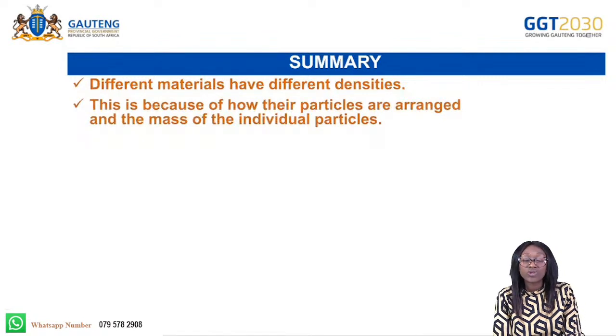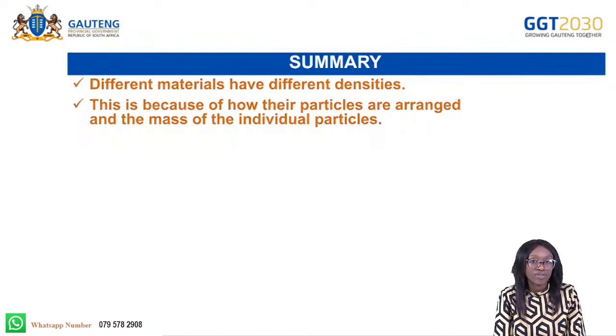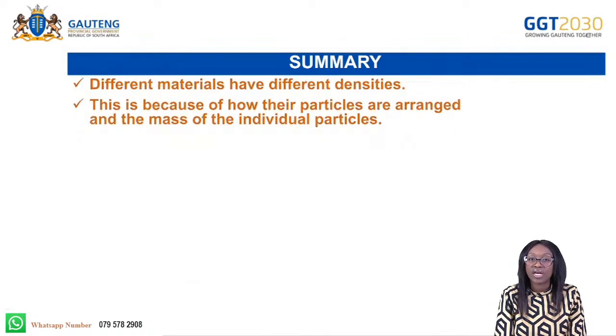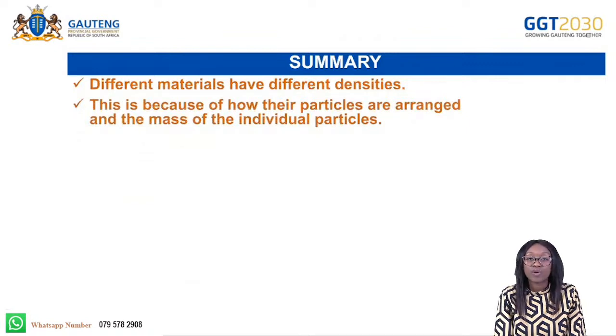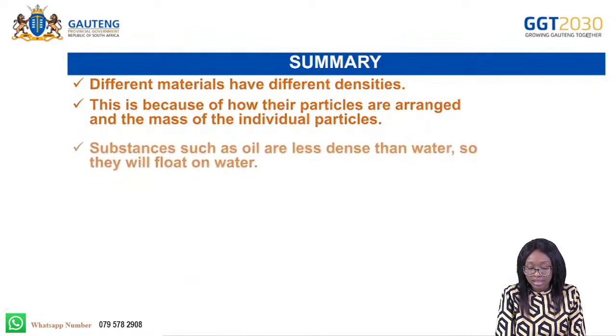So that's why you have two solids with two different densities. You have two liquids with totally different densities, and you will have two gases with totally different densities. This is because of the way the particles are arranged, the sizes of the spaces between the particles, and the mass of the individual particle. What particle is it? Is it just a nitrogen molecule? Is it a carbon dioxide, a compound? Is it a water molecule? What type of particle is making up this substance?